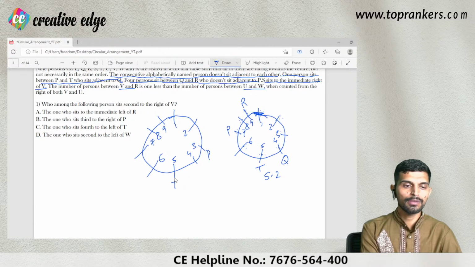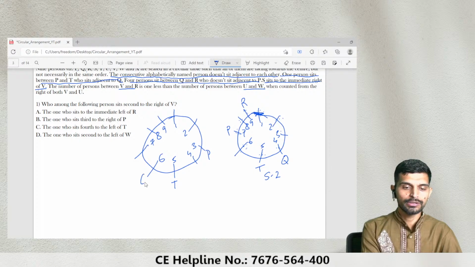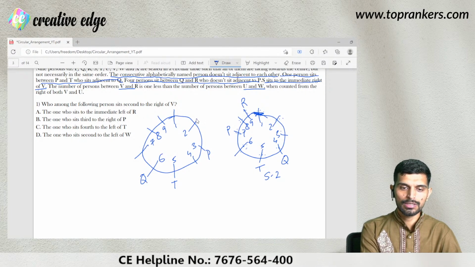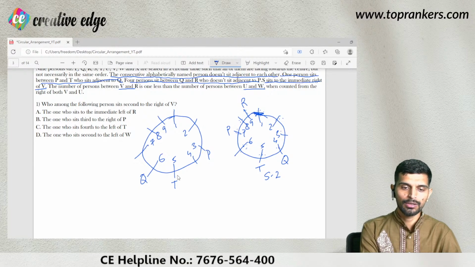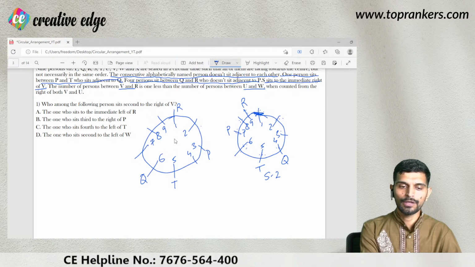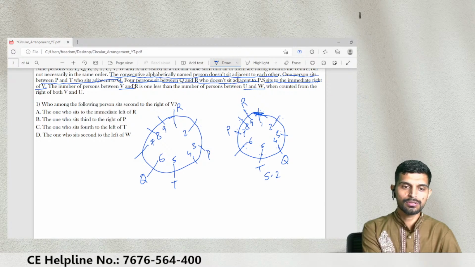One person between P and T, and Q is adjacent here. So one, two, three, four. In this case, R will be here. So that is not happening. One, two, three, four. So this is R. R at 1 or R at 9. So these are the basic earlier situations.